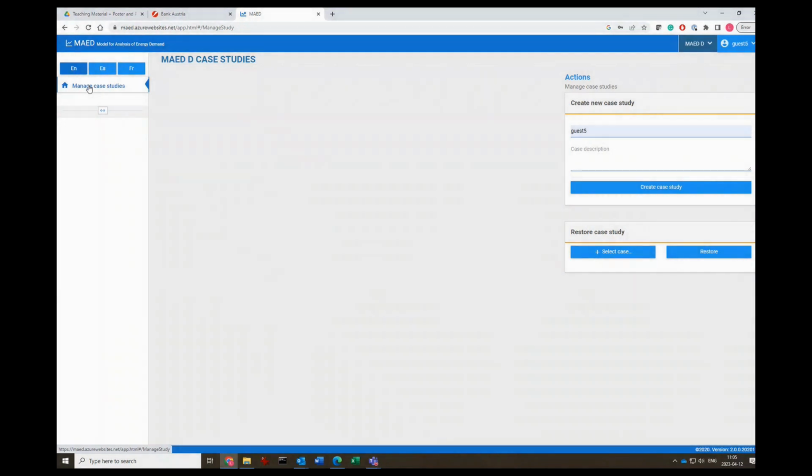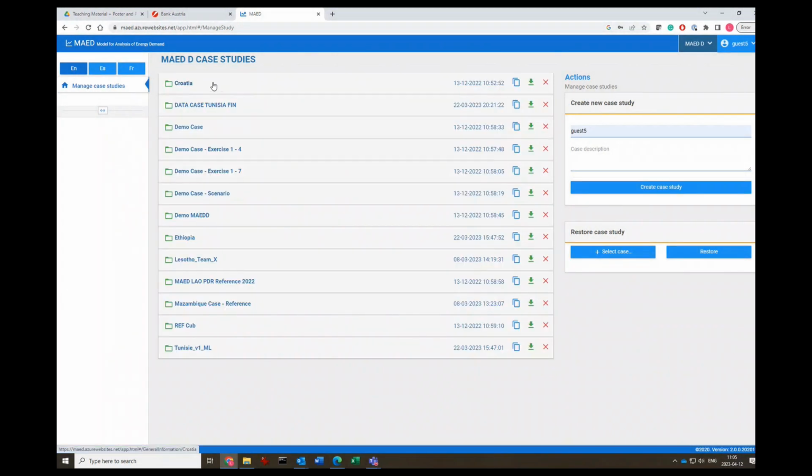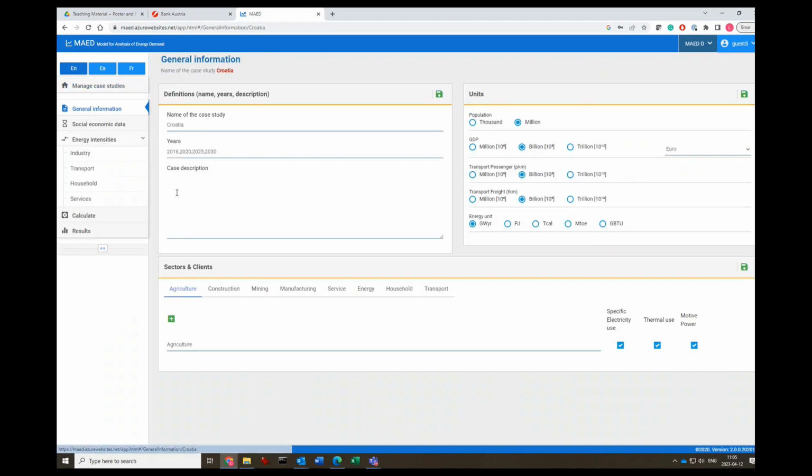Let me just select something. Okay, so let's just select, for example, this case, because it's quite an old case. I will just close the door very quickly.